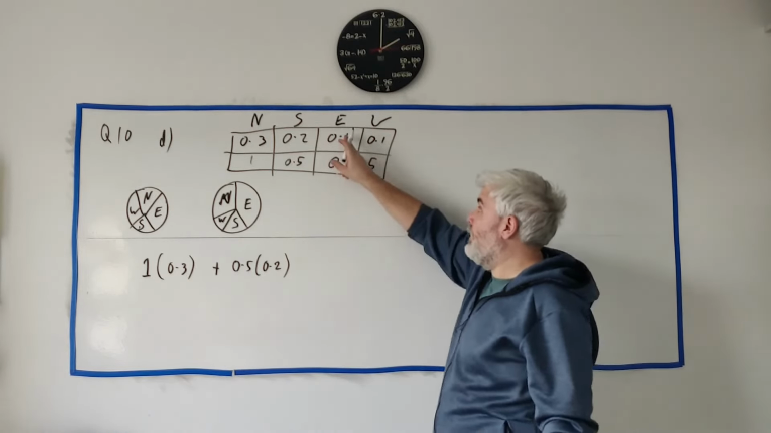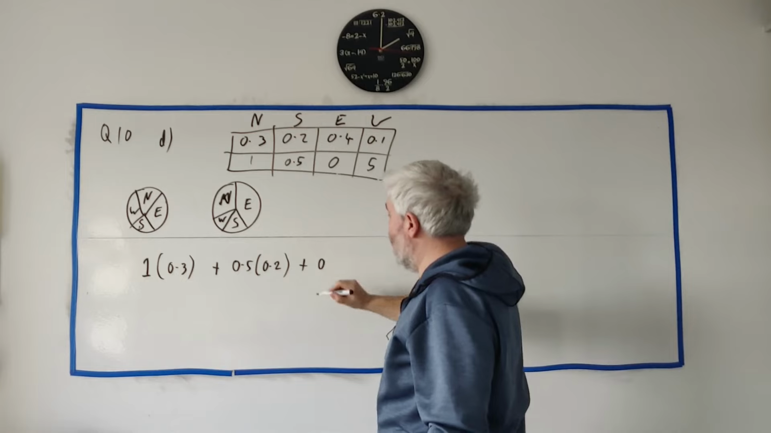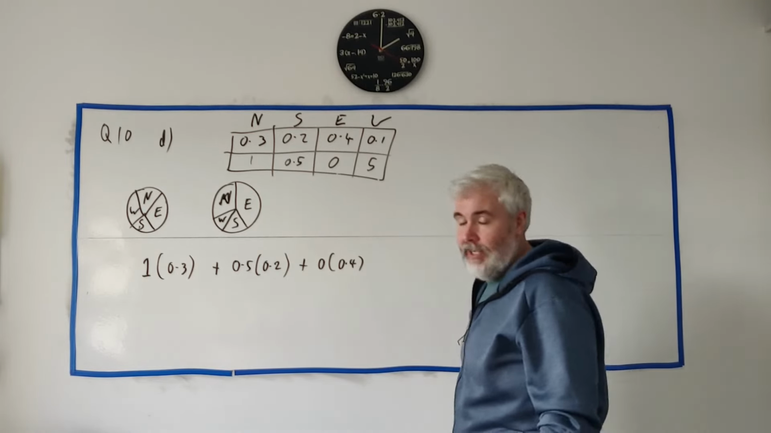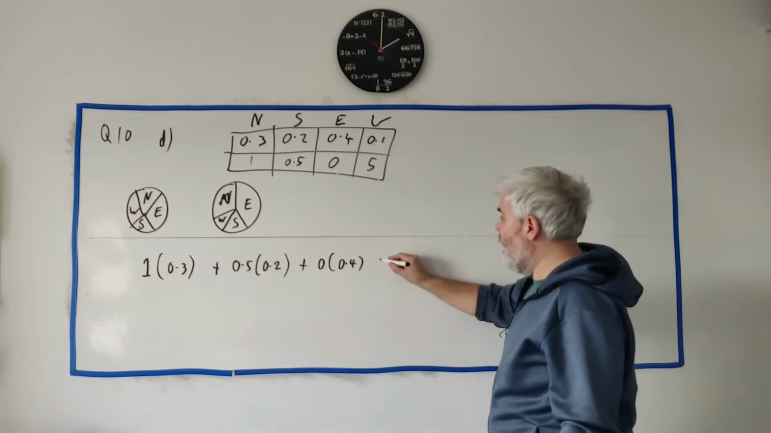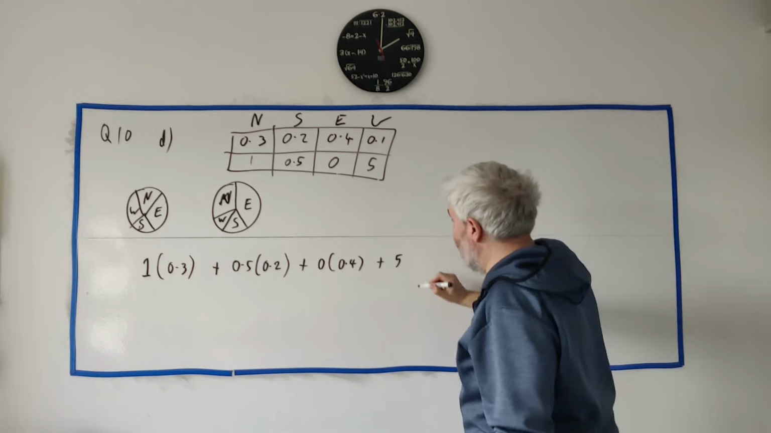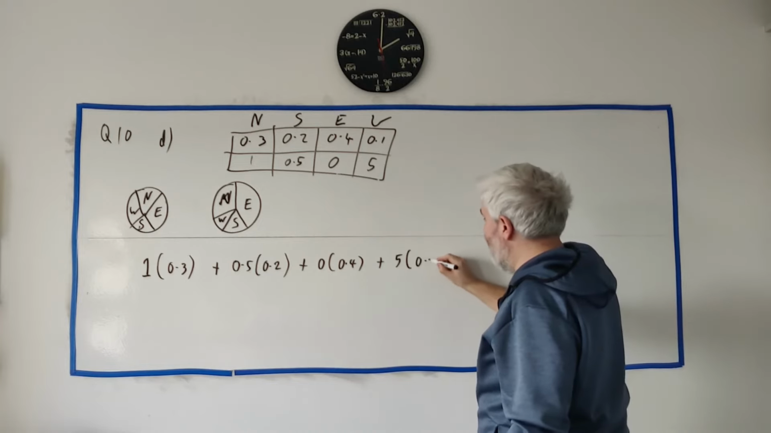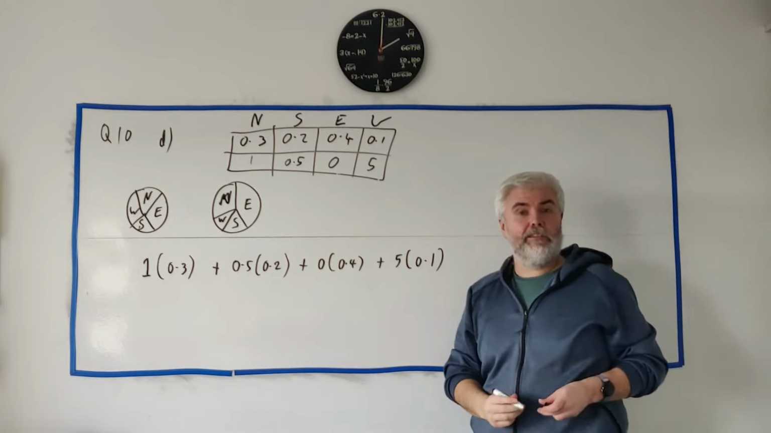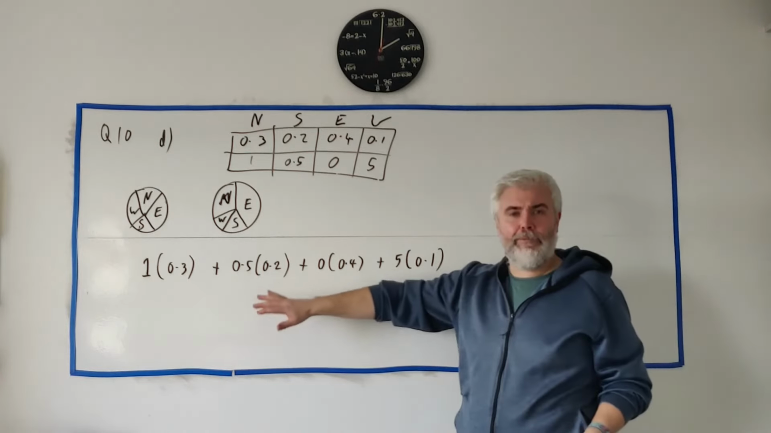Then also I would expect east to come up. I'd expect to win 0, and I'd expect to win that 40% of the time. And then lastly, I would expect west to come up, and I would expect to win €5, and I would expect that to happen 10% of the time. That is your expected value. And this could be done at any gambling game.